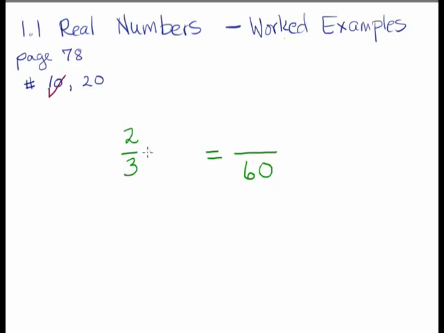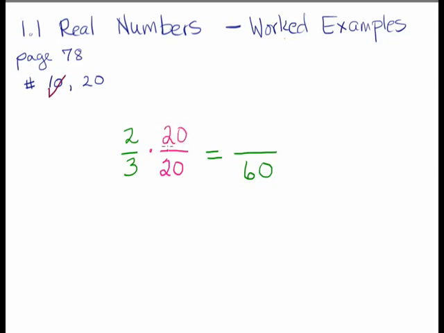I'm going to multiply 2/3 by the number 1. But I'm going to use a form of the number 1 that will allow me to achieve 60 in my denominator. Instead of 1, let's write some number over itself. Any number divided by itself is 1, but we want to choose the right number to multiply by 3 so that we get 60 in the denominator. 3 times what is 60? Well, that's 20.